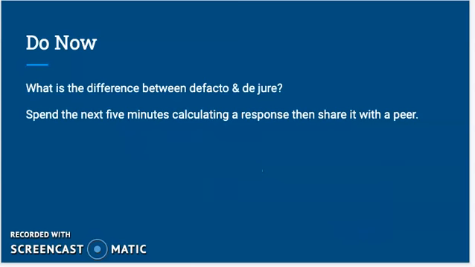So I want you to ask, what is the difference between de facto and de jure? I want you to spend the next 5 minutes calculating your response. If you were in class, I would say share it with a peer. Since you're not in class, share it with a random individual in the house, or a random friend on social media, or anybody else you want to talk to about it. Get their thoughts, collaborate. Worst case scenario, maybe you'll educate a colleague.